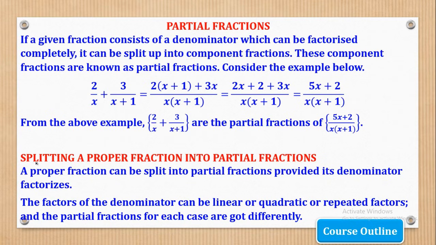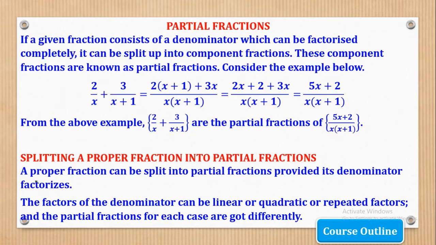So let's start with splitting a proper fraction into partial fractions. Proper in this case means that the degree of x in the numerator is less than the degree of x in the denominator. So this one is proper because here the highest degree is 1, x power 1, but here if you expand you'll get x squared, therefore the degree is 2. But if in the numerator it also had x squared, it implies that it will be improper. So we are going to start with the proper fraction.